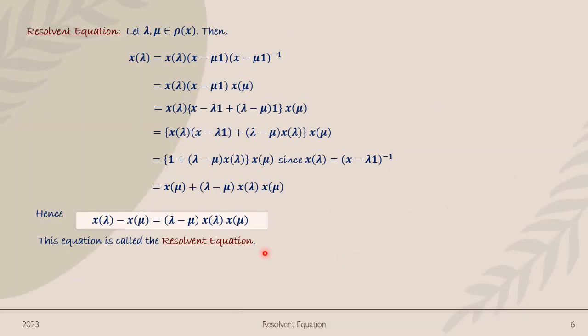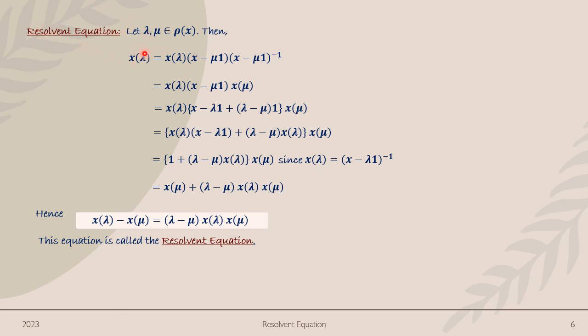Now we shall derive what we call the resolvent equation. This is an important equation which will be used to prove the main theorem of this section, that sigma of x, the spectrum of x, is a non-empty subset of C. To prove that result, we need the resolvent equation. So how do we derive the resolvent equation?